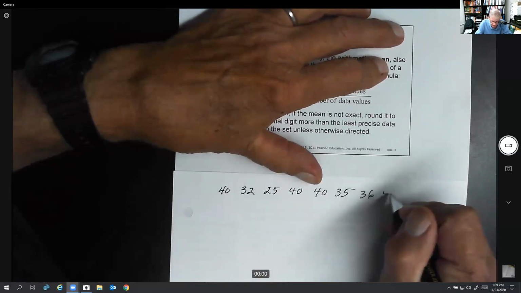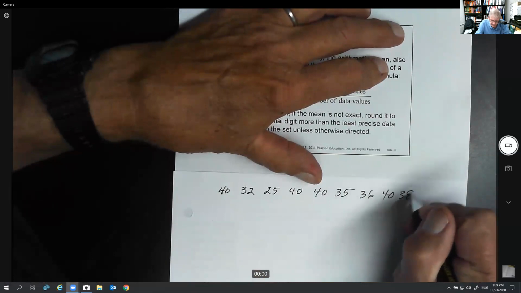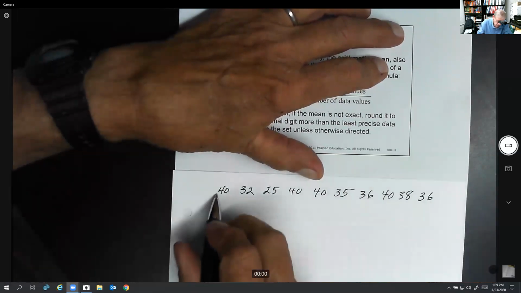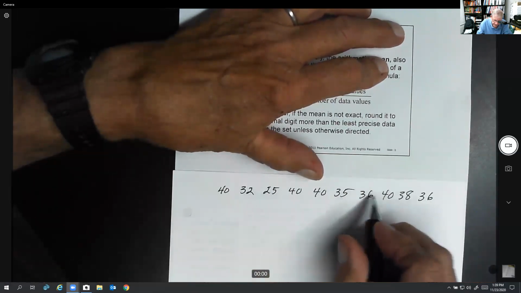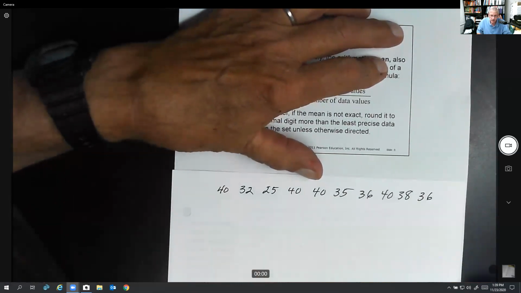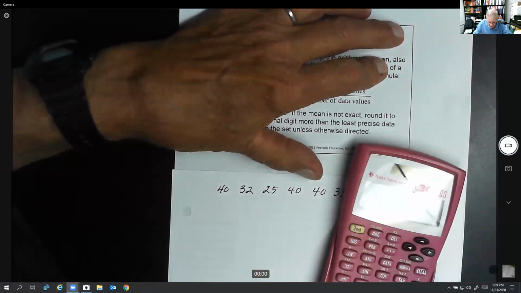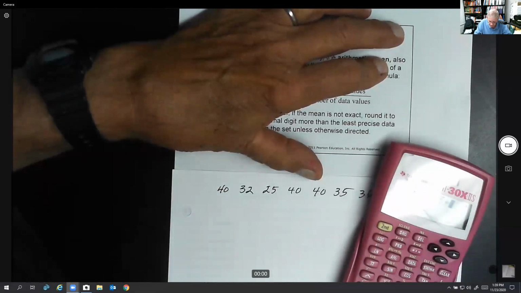Another 40, 38, and another 36. 1, 2, 3, 4, 5, 6, 7, 8, 9, 10. So to find the average of these, we're just going to take those numbers, 40 plus 32 plus 25 plus 40 plus 40. Sometimes we don't want to put in too many because then we run out of space on our calculator.